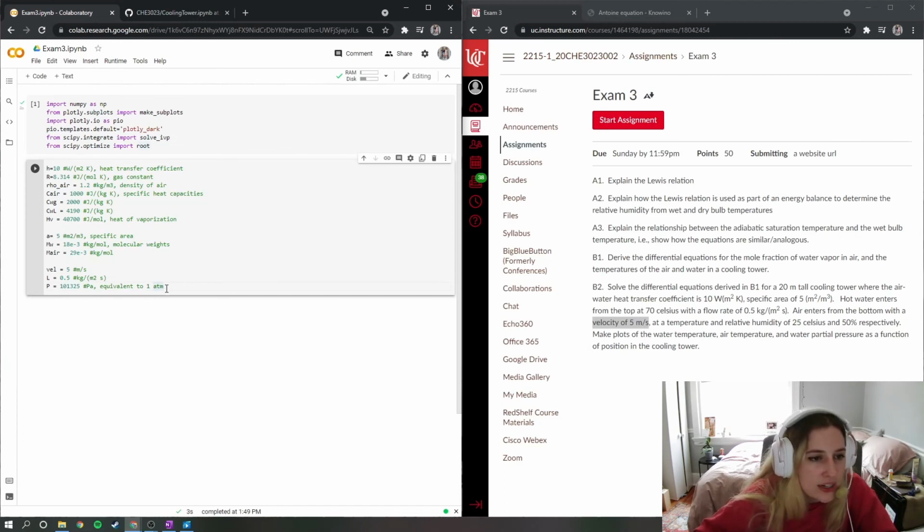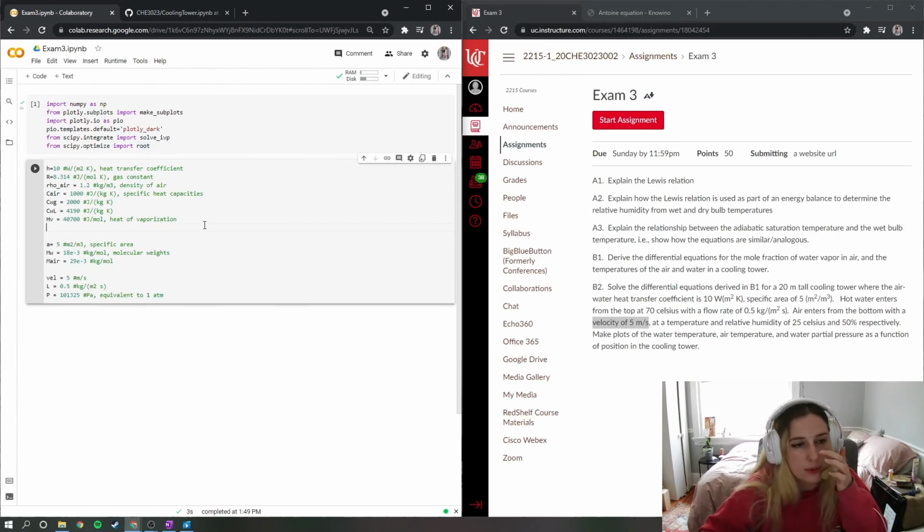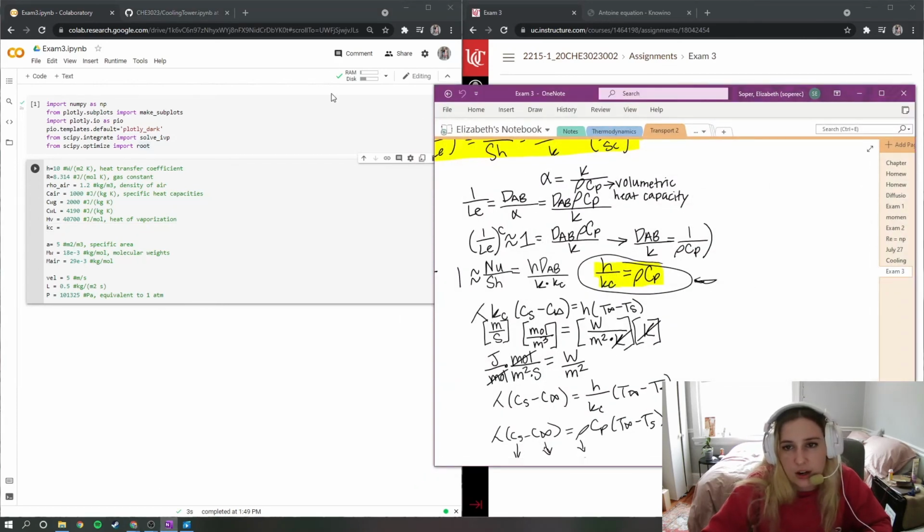So we need to add a couple of things to these variables to be able to have all of our variables defined to solve the problem. So we are going to need to define our mass transfer coefficient, and for that we can look at our notes from the first part of the problem.